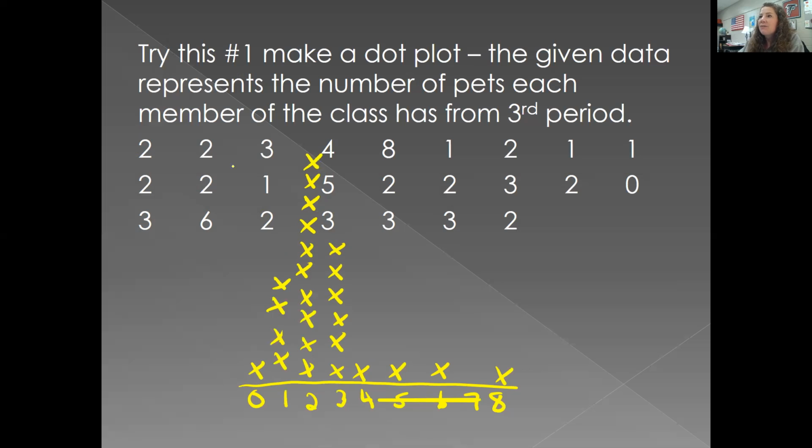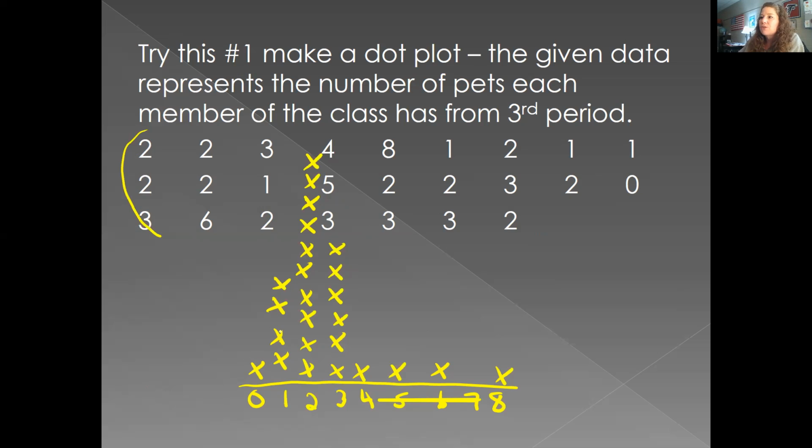If I took away this data right here and I asked you how many total people answered this question, the given data represents the number of pets each member of the class has. So if I asked you, how many people did we ask? What would we count? We would count the X's, wouldn't we? Because every X represents one person.